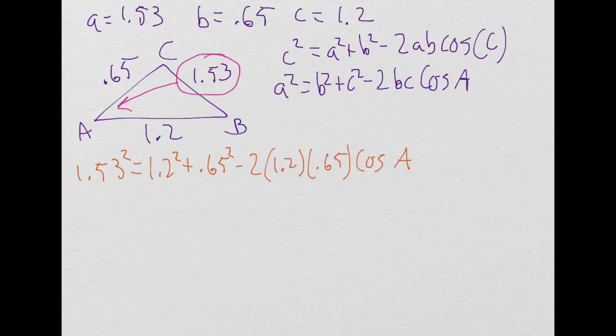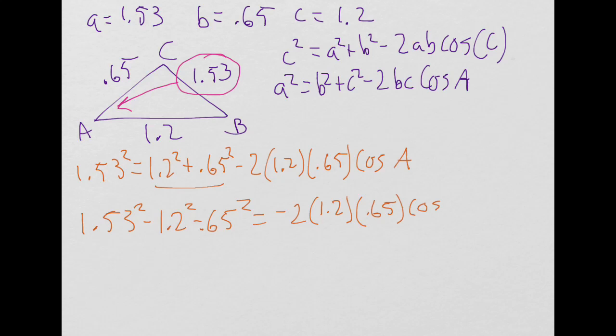So now we need to work backwards. We need to get the cosine of A by itself. To do that, let's subtract these two squared terms. So we're going to get 1.53 squared minus 1.2 squared minus 0.65 squared equals negative 2 times 1.2 times 0.65 times cosine of A. Law of cosines is big and messy, but it is totally useful, and it's not that bad. You just have to be careful.